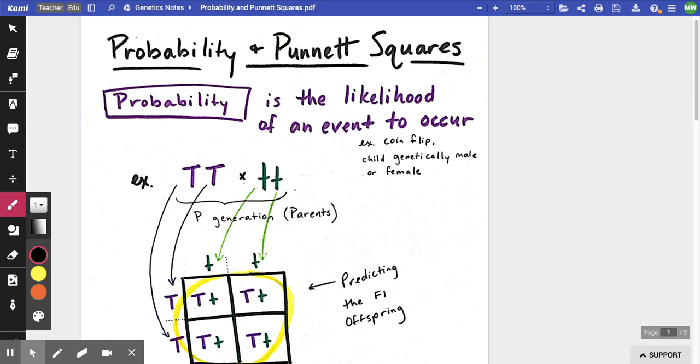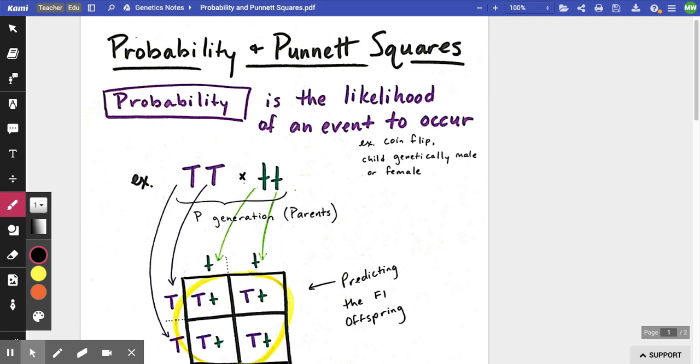Good morning. Today we are going to talk about probability and Punnett squares. You may be familiar with probability in terms of a coin flip. You either get heads or tails. And from a mathematical standpoint and an application standpoint, it is the likelihood of an event to occur, any event.